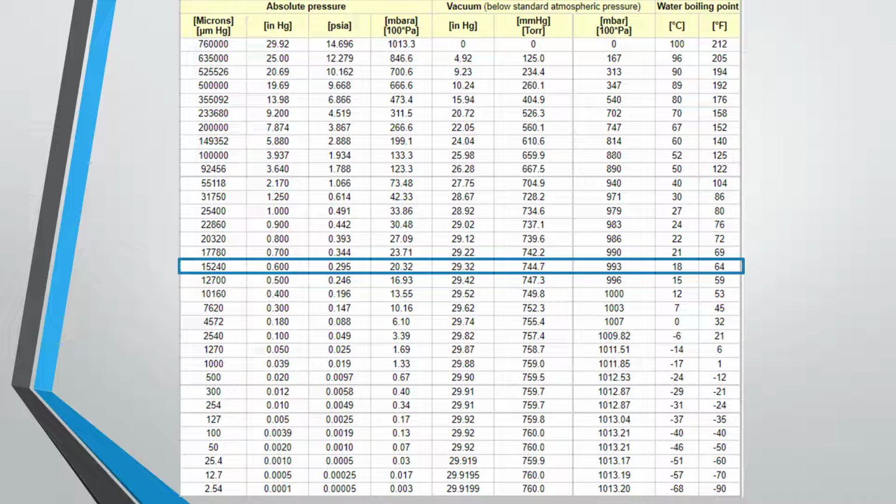Another pressure scale we use in the trade is microns. The micron gauge is connected to a refrigeration system while we run a vacuum pump to remove the air and moisture. The corresponding micron rating is 15,240 to boil water at 64 degrees Fahrenheit or 18 degrees centigrade.